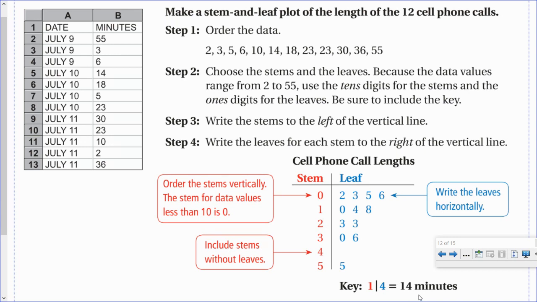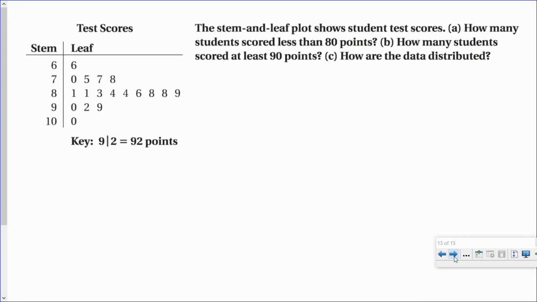Now, knowing how to make these is nice, but it's also nice to be able to answer questions about the data that you see. So we're going to look at this one, and as I said, it looks very similar to ones you guys have seen in class with test scores.